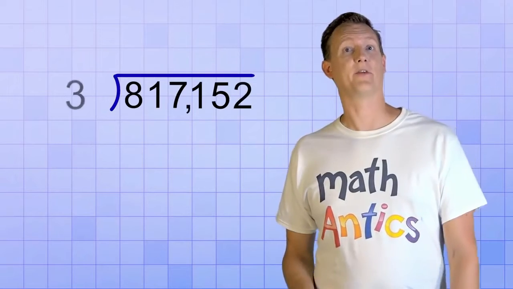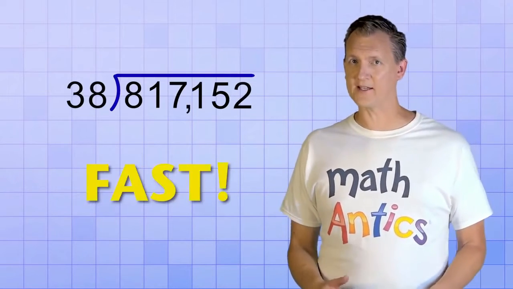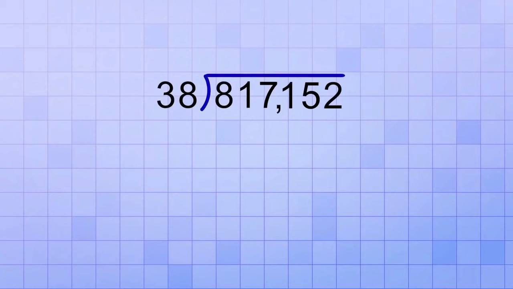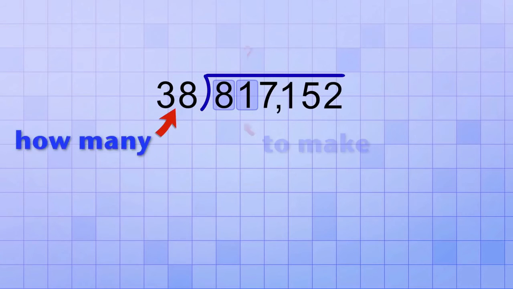817,152 divided by 38. I'm going to work through this kind of fast, so you may want to rewatch it a couple times if you have trouble following it. Since we have a 2-digit divisor, we start with the first 2 digits of the dividend and ask, how many 38s will it take to make 81?